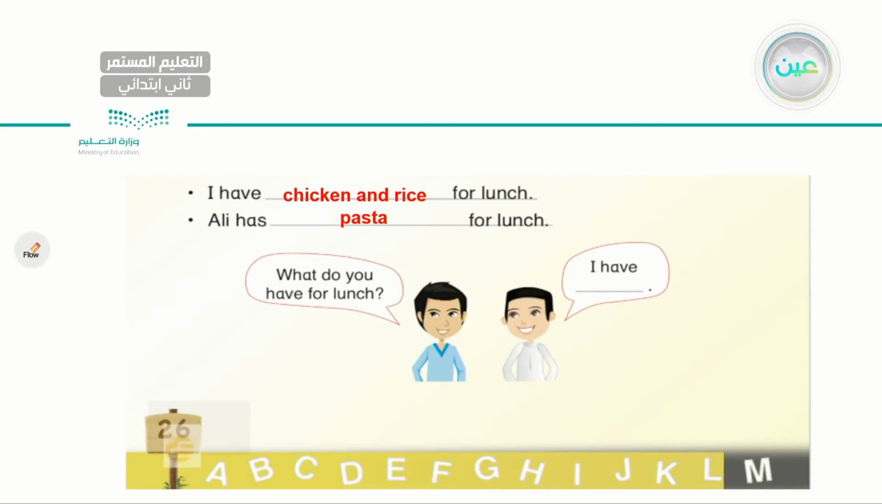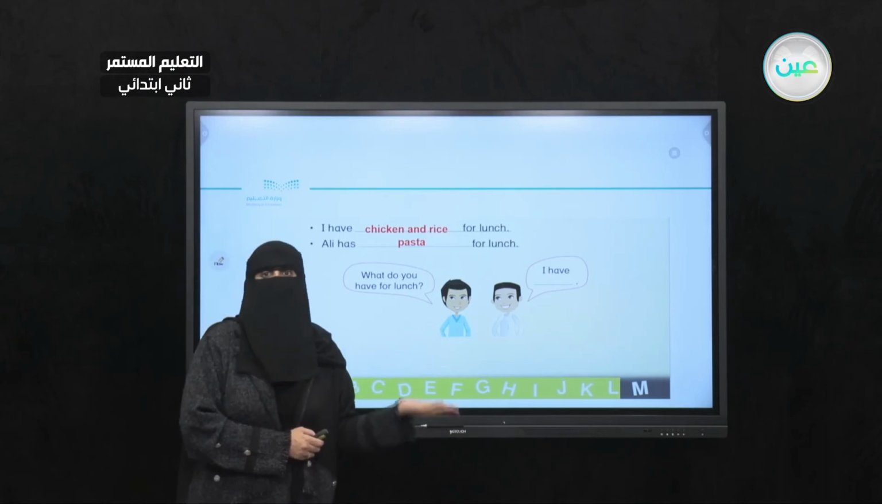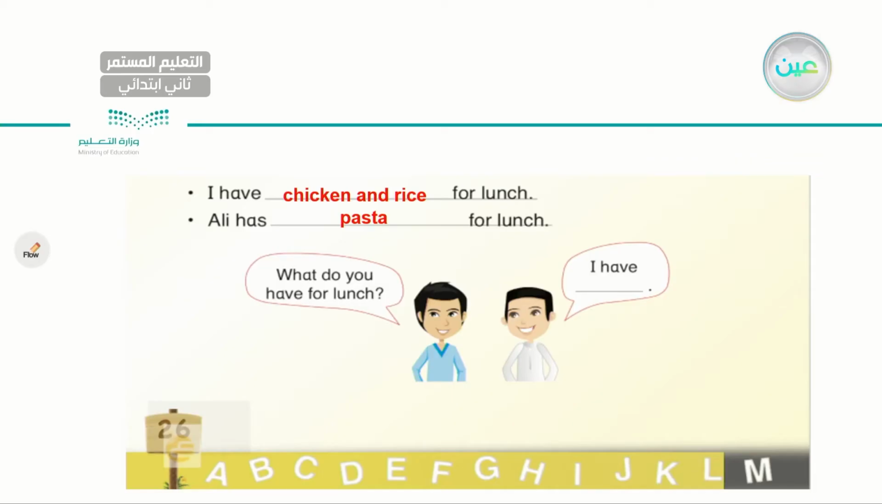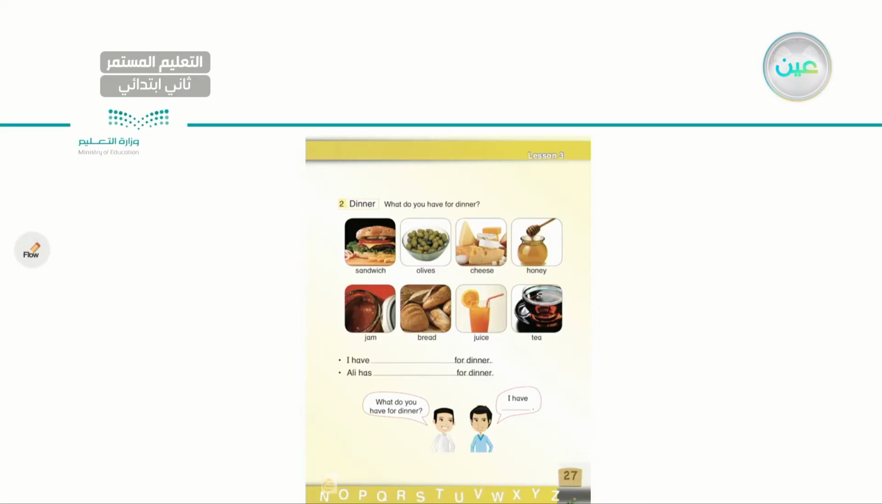So let's read our answers. I have chicken and rice for lunch. Ali has pasta for lunch. What do you have for lunch? I have. So I hope you have someone right next to you. Go ahead and ask her or him this question. What do you have for lunch? For me, I had pasta for lunch today. Okay? So let's move to page 27.